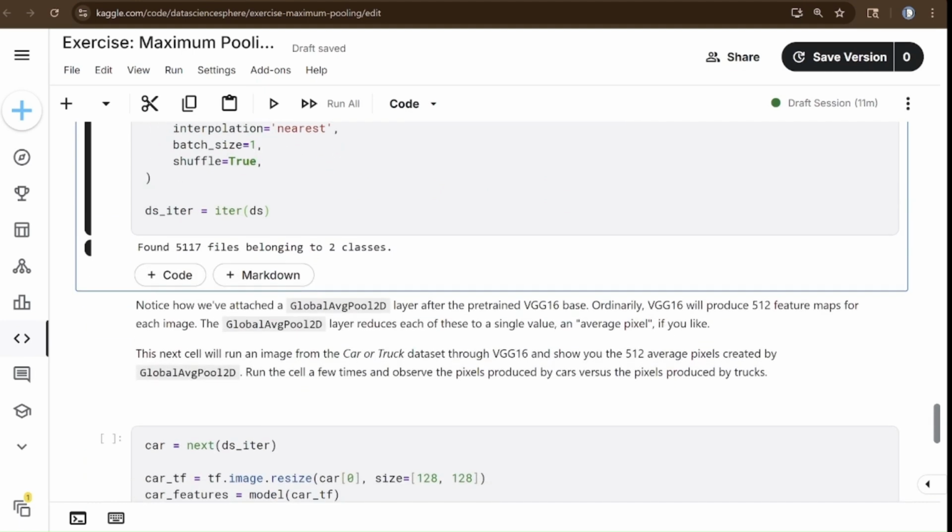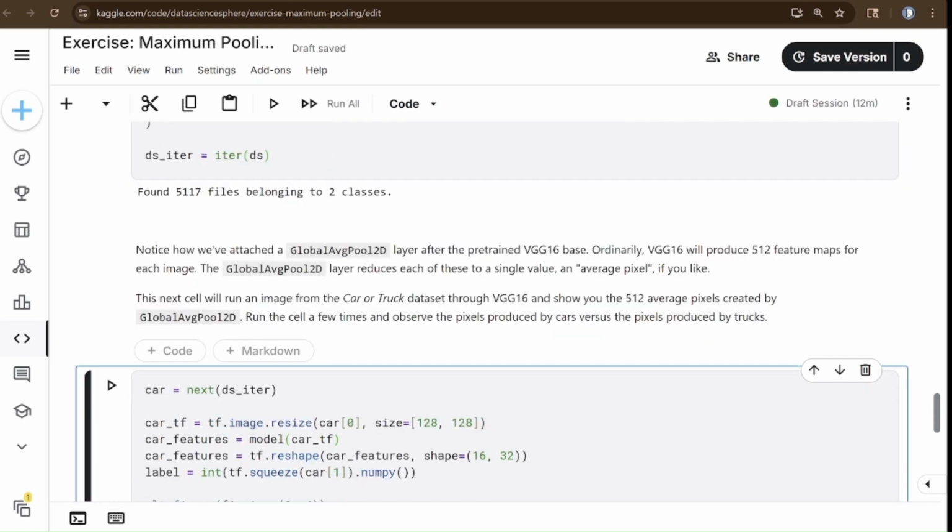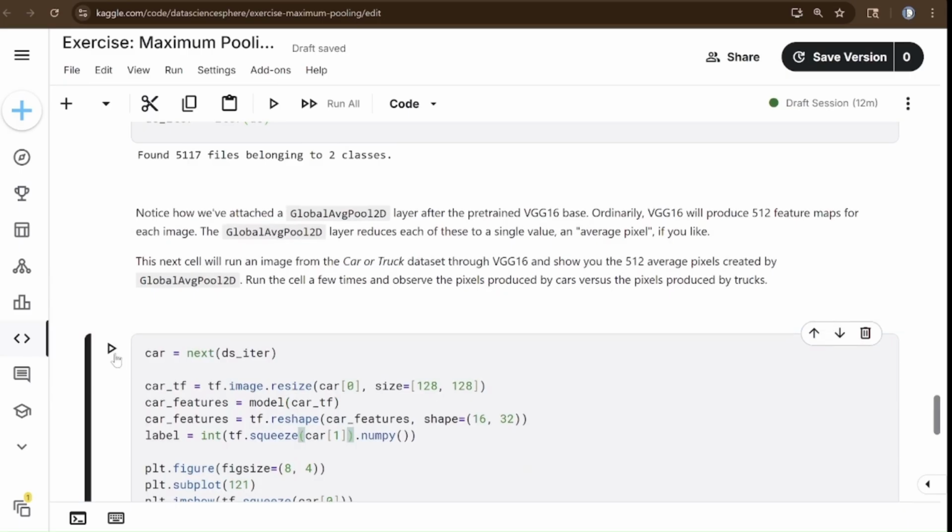See, the dataset is loaded. Notice how we have attached a global average pool 2D layer after the pretrained VGG16 base. Now see how we are applying this layer. Ordinarily it will produce 512 feature maps for each image, and global average pooling will reduce each of them into a single value, that is an average pixel. Okay, so let me first run this.